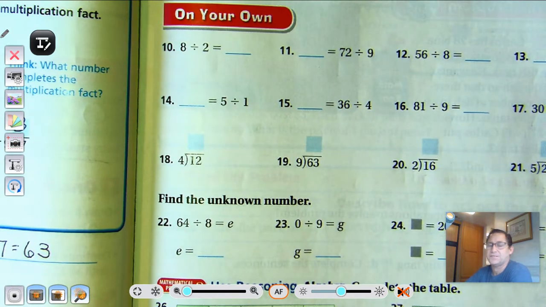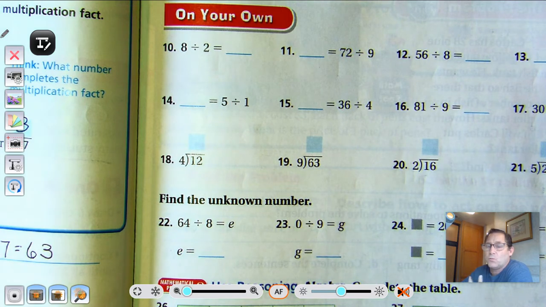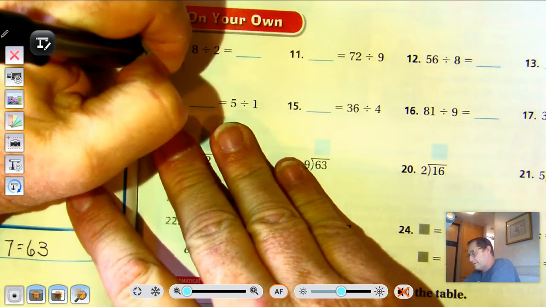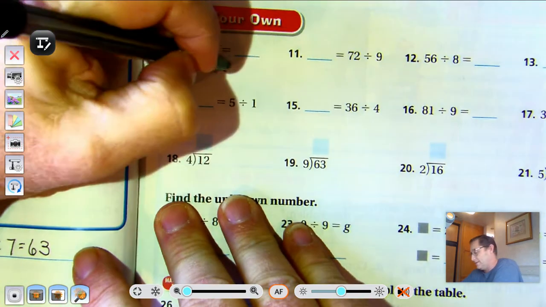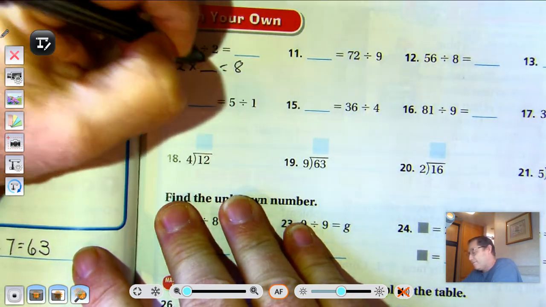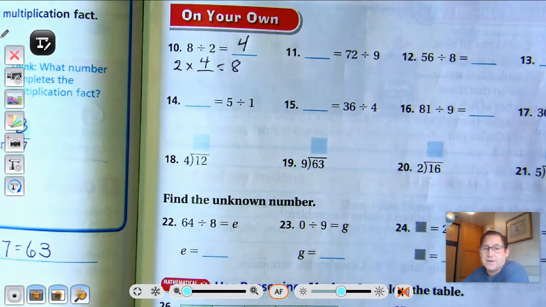Number 10. 8 divided by 2. Okay. 2 times what is 8? It is not something we really need to draw a picture for. We should just know that one, guys. 2 times 4 is 8. So 8 divided by 2 is 4.